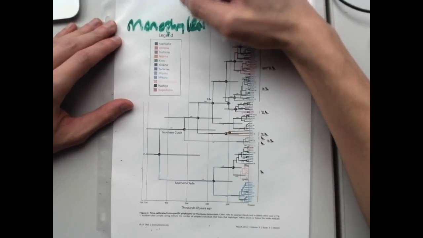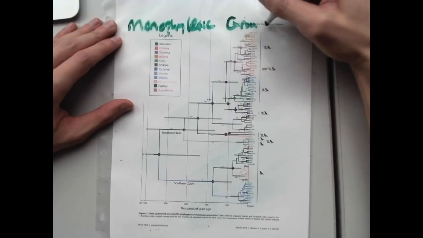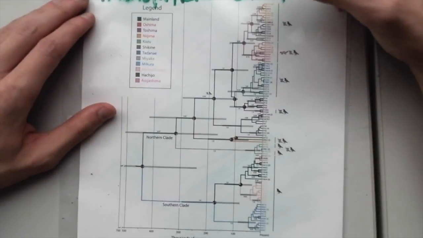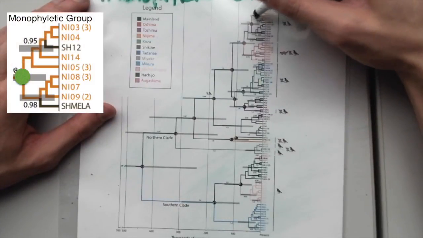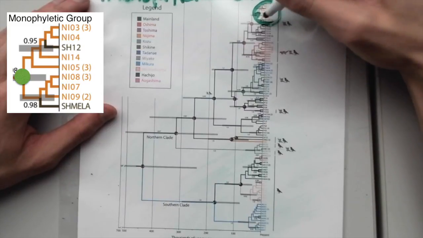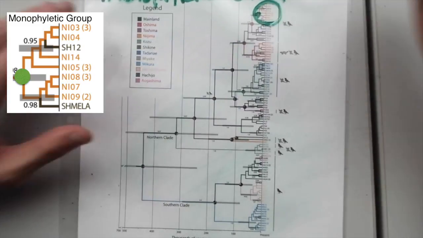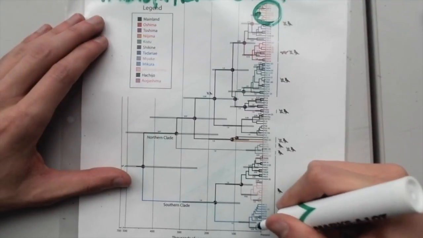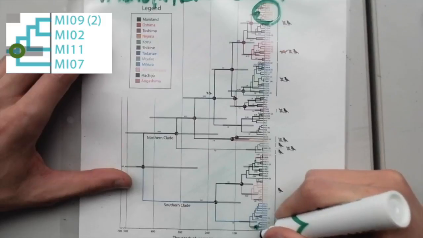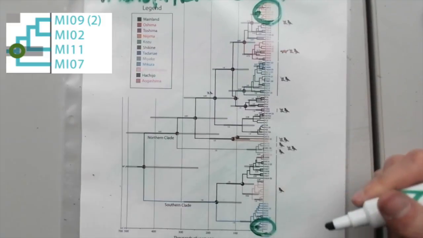Monophyletic group. Cool. So a monophyletic group is a group of descendants with the same common ancestor. So for instance, this guy up here, this is a common ancestor, and all of his descendants are here. So together, these guys form a monophyletic group. And another example down here, let's choose this blue guy down here. You can kind of see him. And so he's the ancestor, and here are his descendants. So that's a monophyletic group.